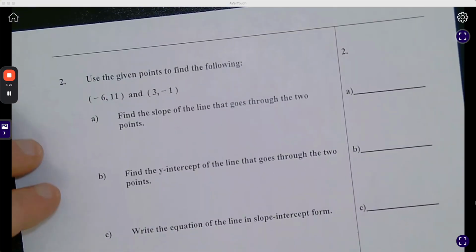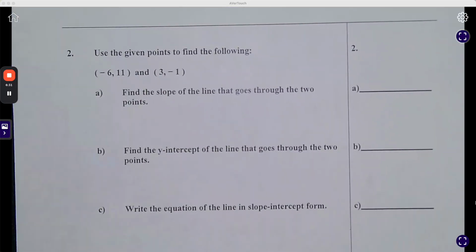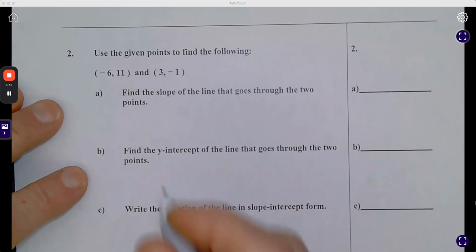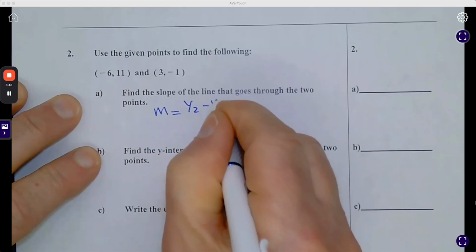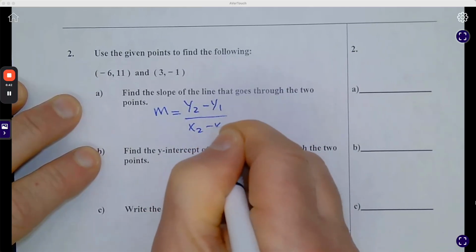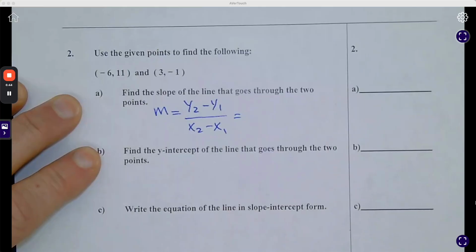Okay, moving on. We're going to do it again. All right, if you haven't done it, try it. So pause, come on back, and see how you did. Remember, to find the slope, you use this formula. Substitute in, what do you know?